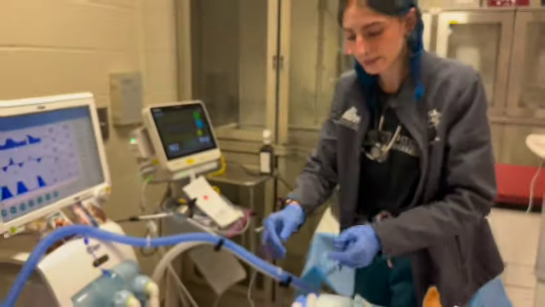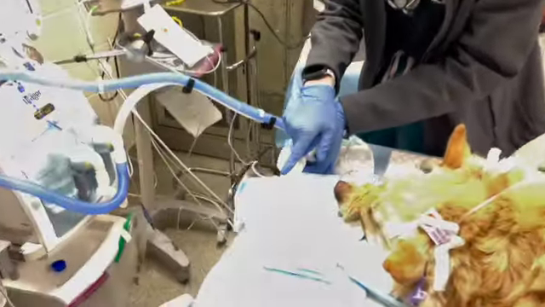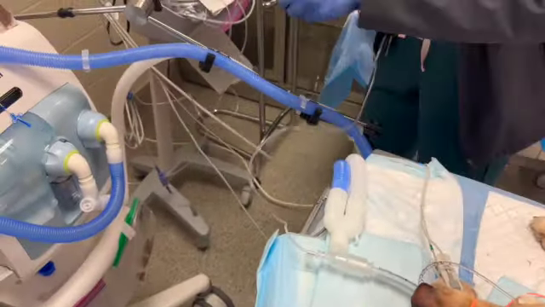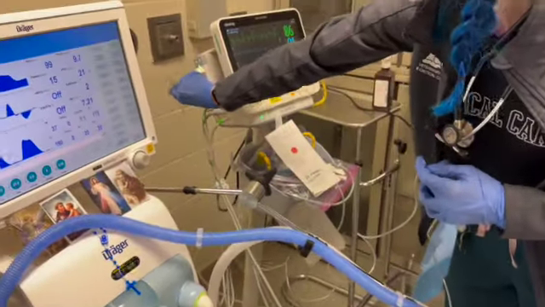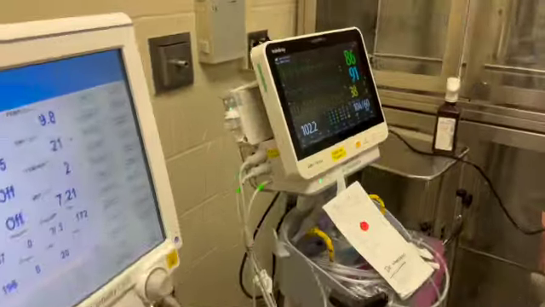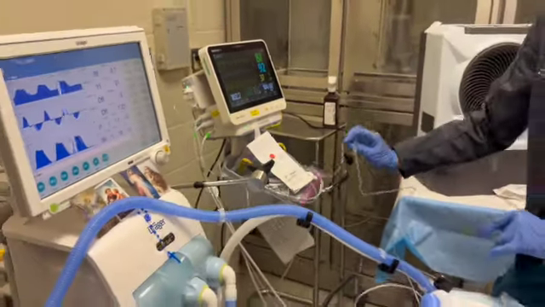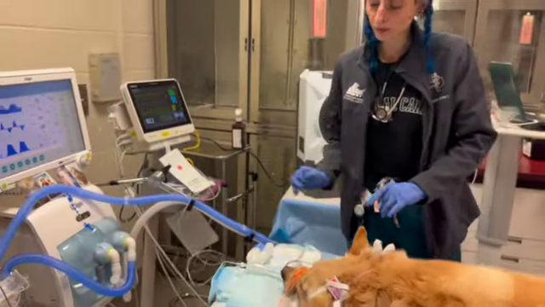And that end tidal is actually connected to our endotracheal tube here, and then screws into this portion, and then gets connected to the side of our machine. And so this is called a side stream endotracheal CO2.